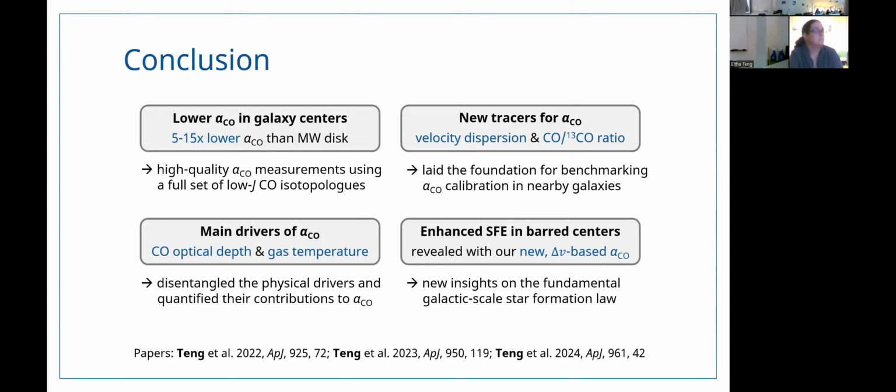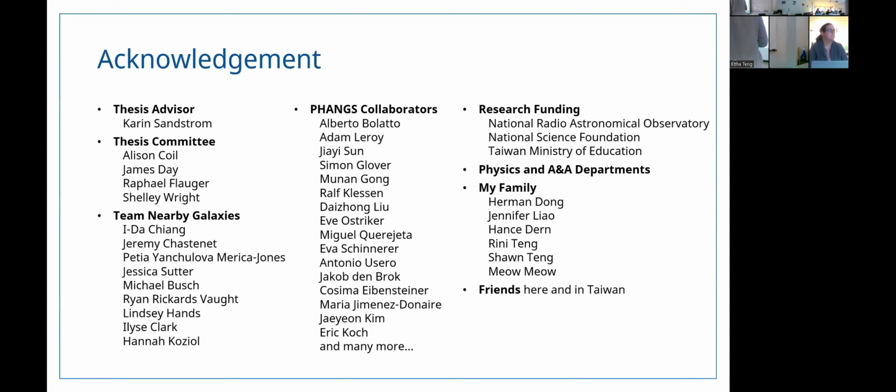So this led us to propose two new observational tracers for alpha CO, which laid the foundation for benchmarking alpha CO calibration in galaxies. And we have also tested that our new prescription led to enhanced star formation efficiency in our galaxy centers, which also gave new insights on the fundamental star formation law. So all these results have opened up many exciting questions and new directions for future star formation research.